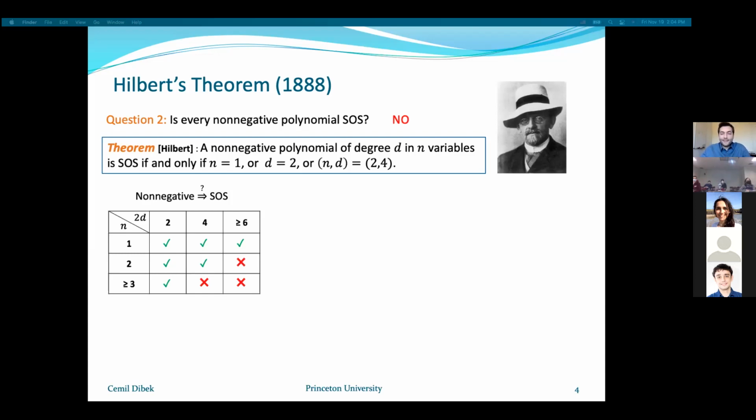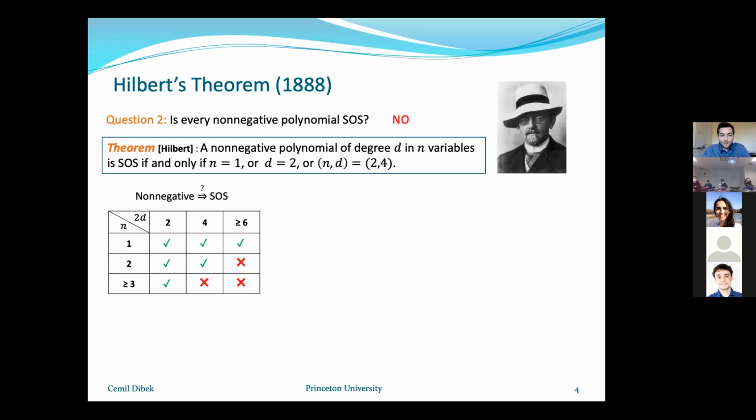Okay. In 1888, Hilbert showed that not every non-negative polynomial is SOS. More precisely, he showed that a non-negative polynomial of degree d in n variables is SOS if and only if n is 1, or d is 2, or (n,d) is (3,4)... that is, n is 1, or d is 2, or (n,d) = (2,4). In every other case, there are some non-negative polynomials that are not SOS. And in particular, the minimal cases for which this happens are (2,6) and (3,4). So degree 6 in 2 variables and degree 4 in 3 variables.